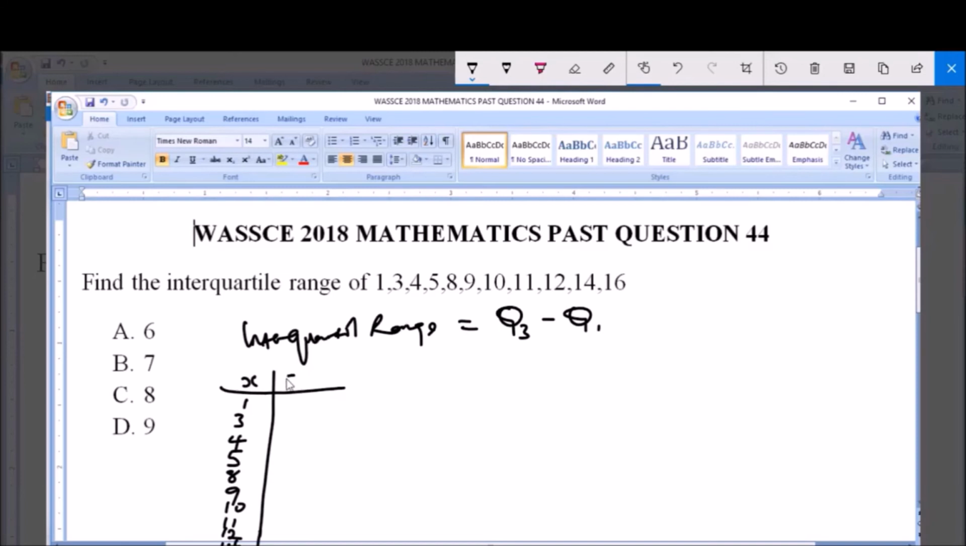So adding their frequencies together will give us the cumulative frequency. So we have 1, so 1 plus 1, the frequency of 3, that's 2. 2 plus the frequency of 4, that's 3, plus the frequency of 5, that's 4, and so on.